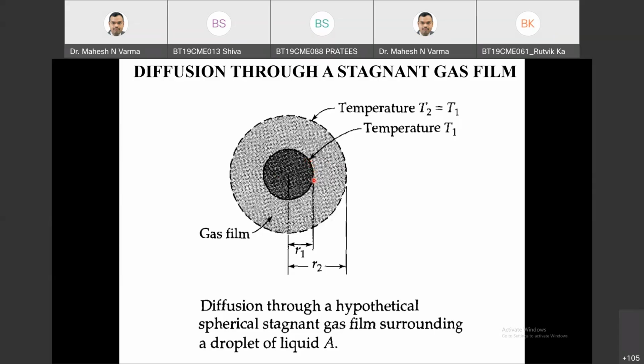Can you see my cursor? Yes, sir. I can see your cursor. So what is the concentration of A at this interface? Sir, it will be XA1. XA1. How to calculate this XA1? How to get this value of XA1? Yes, sir.